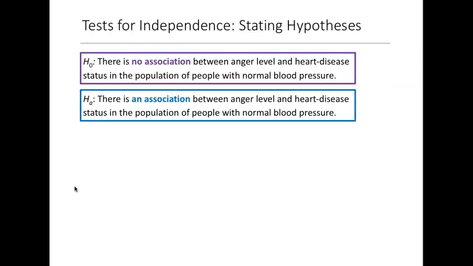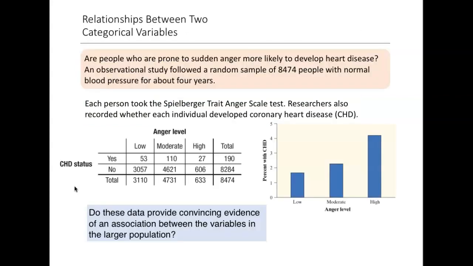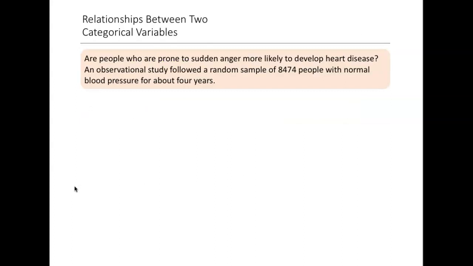And we just state the hypothesis differently. So this is the test for independence. You can say the null hypothesis, and sorry, this example was, are people who are prone to sudden anger more likely to develop heart disease? In this case, we take an observational study of a random sample of 8,474 people with normal blood pressure for about 4 years.